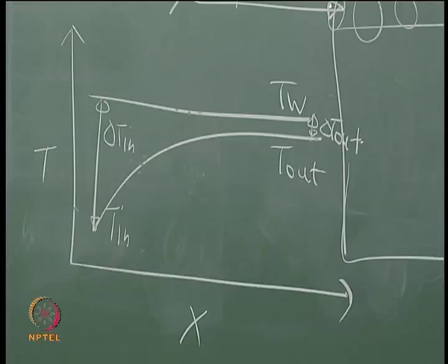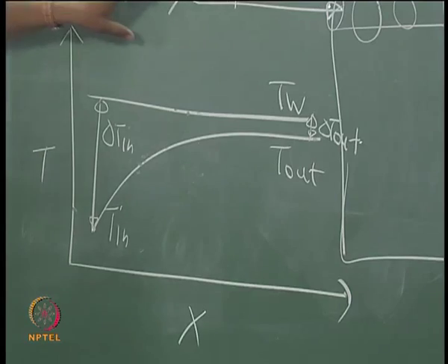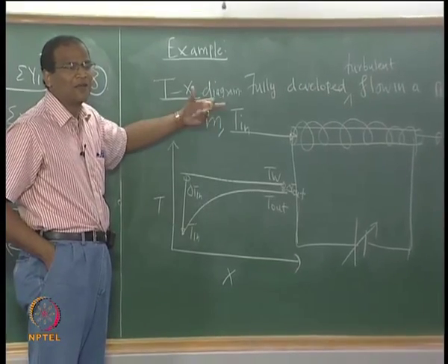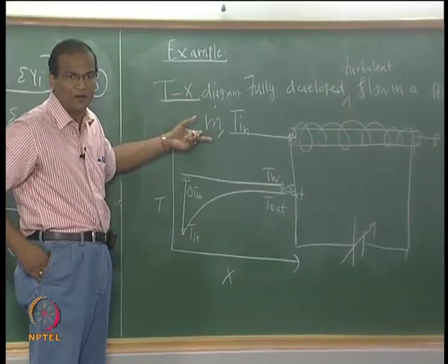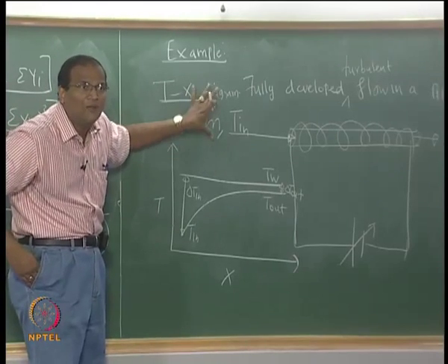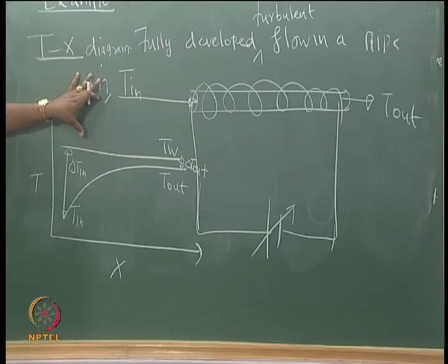So essentially you can do experiments like this. Suppose instead of water you change the fluid. If you change the fluid, an additional parameter which enters the problem is the Prandtl number. So this is an experimental approach to determine the heat transfer coefficient. So how are you going to do this?